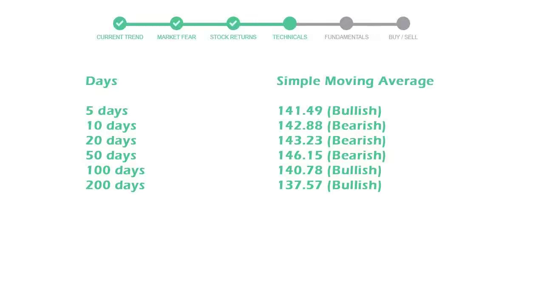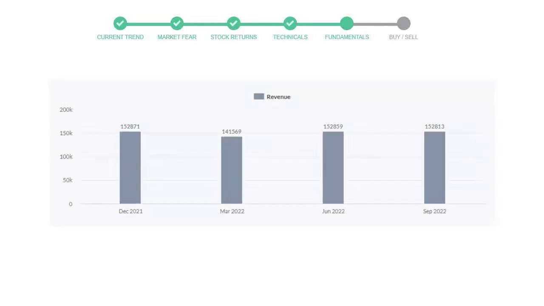Let's look at fundamental analysis. We will mainly see the last two quarters of the company. In June 22, the revenue was $152,859 million. In the recent quarter, September 22, it declined to $152,813 million.